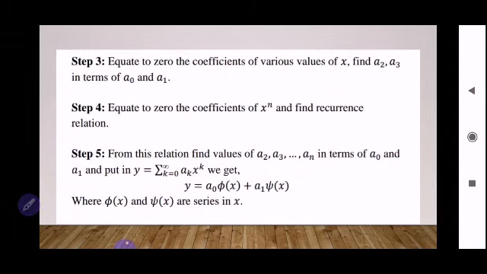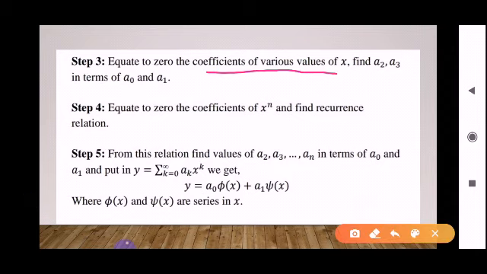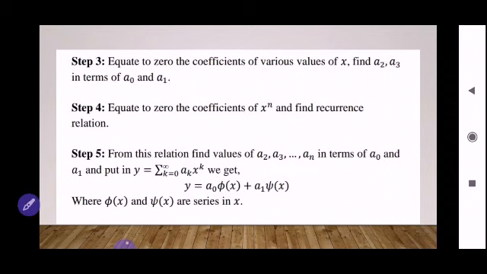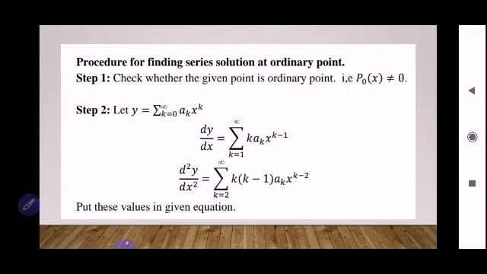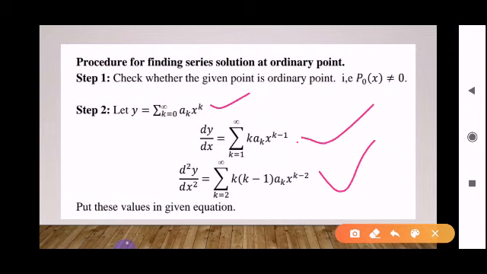The next step is to equate to 0 the coefficient of various powers of x. Means if we expand this summation, this series for k equal to 0 to infinity, we get different terms in powers of x. First, x to the power 0 will come, then for k equal to 1, x raised to 1 will come, for k equal to 2, we will get x square, and for k equal to 3, we will get x cube. So we get different powers of x up to x raised to n.